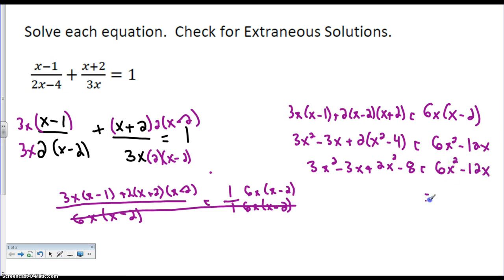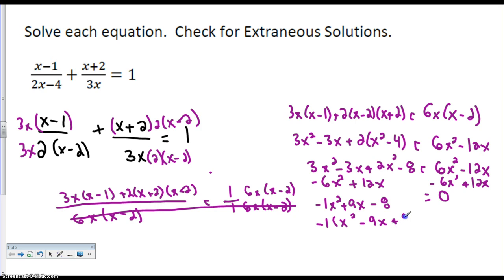I'm going to get one side to be 0. So I'm subtracting 6x squared from both sides and adding 12x to both sides. What I end up with is negative x squared plus 9x minus 8 equals 0. The greatest common factor is negative 1, so I have x squared minus 9x plus 8 equals 0. So I have (x minus 8) and (x minus 1), which means that x equals 8 and 1.